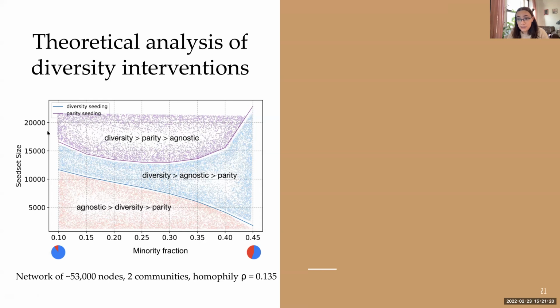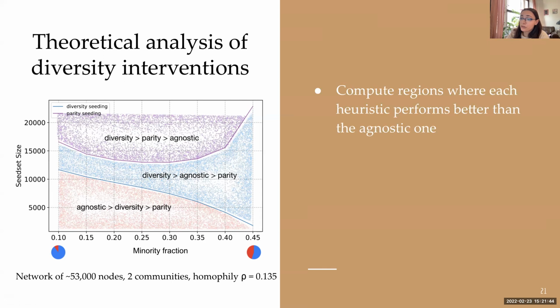And on the y-axis is the seed set size. So what we're plotting here in different colors is who does better in terms of the outreach of these different heuristics. I'm not showing the numbers of the outreach, but I'm going to show you that for the data to have something in mind of how that would look like. What we get here is the following. Each of these regions is where one of the heuristics performs better than agnostic. You will notice that diversity always performs better than parity, but that's because it's a relaxed version of it, so it's always going to do better in the outreach.